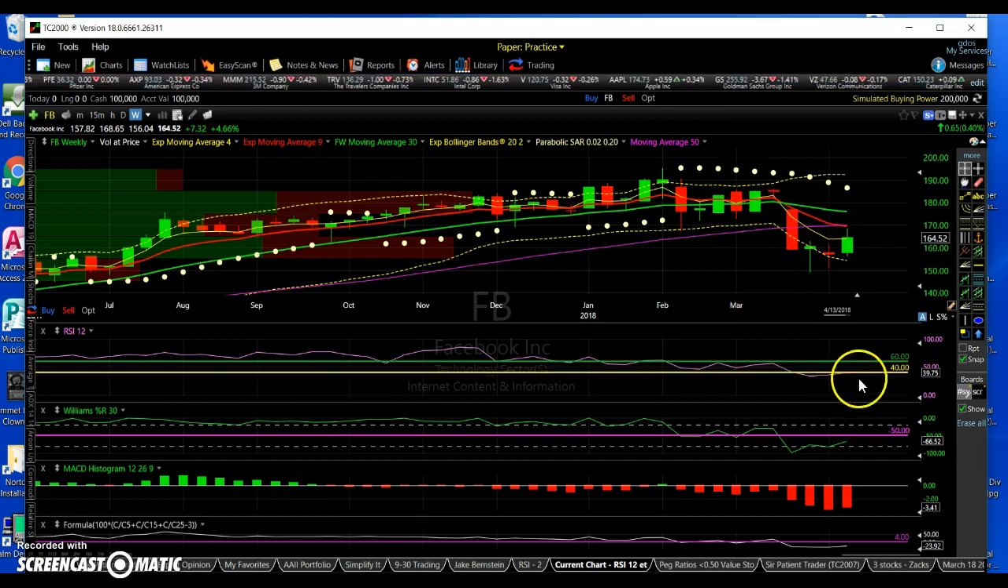RSI 12 is sitting just below the 40% line, 39.75. We don't have Williams above the 50% line yet, but MACD is shortening up. And so Facebook is looking as though it's setting up to be a buy again.